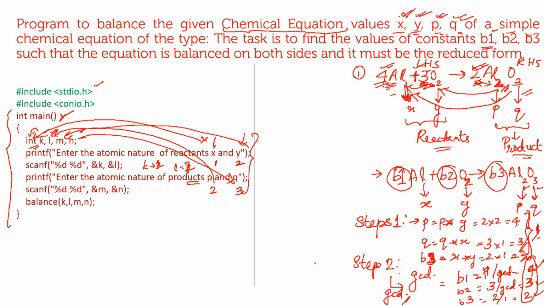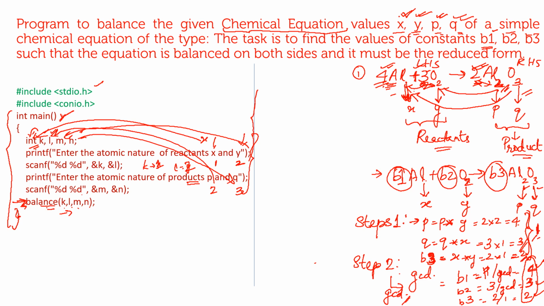Now see here, the compiler will understand that it is a function call, balance k comma l comma m comma n. Now the compiler will look for where the program for this function balance is. Your main program is getting over. So once the compiler comes here, it will search for the corresponding program. Whether it is on this side, no, it is int GCD. This is another function call. So let me go to the next continuation of the program.